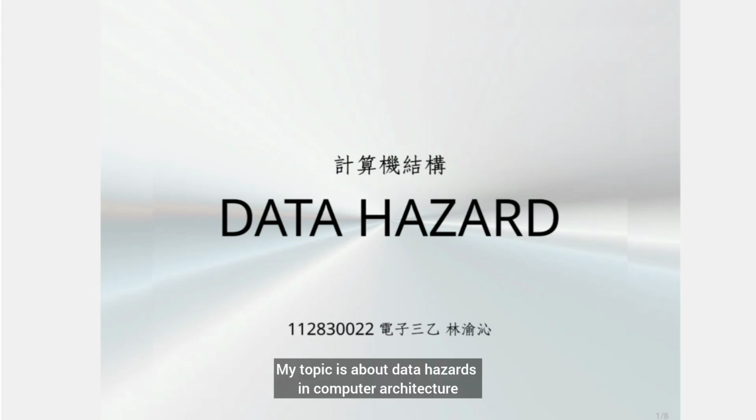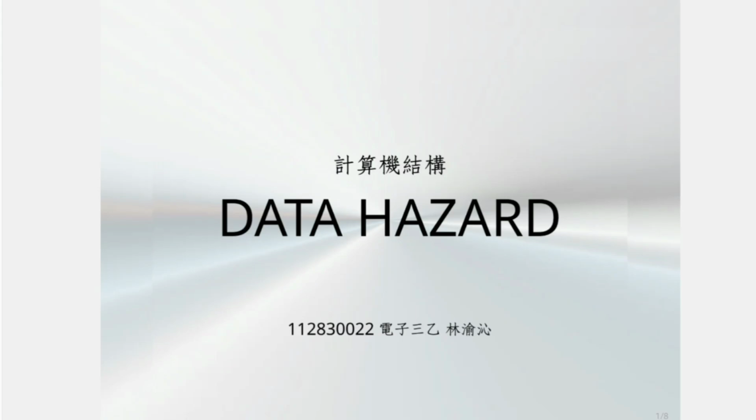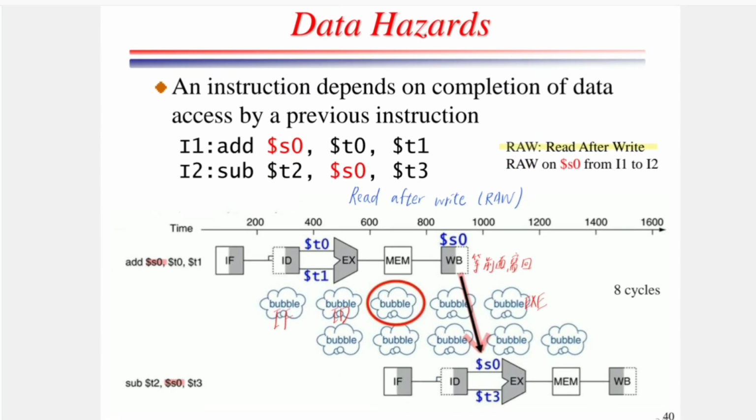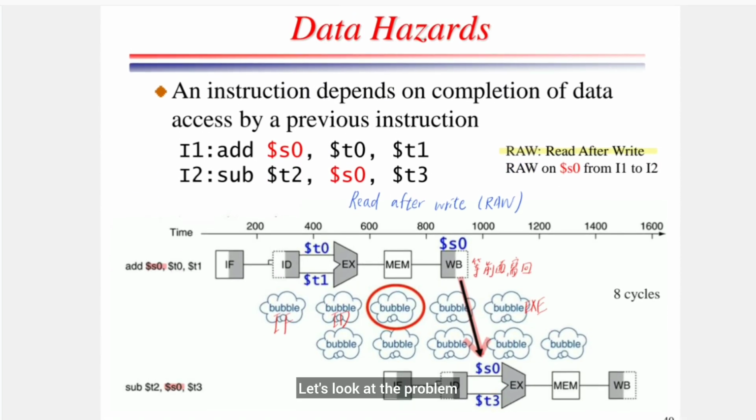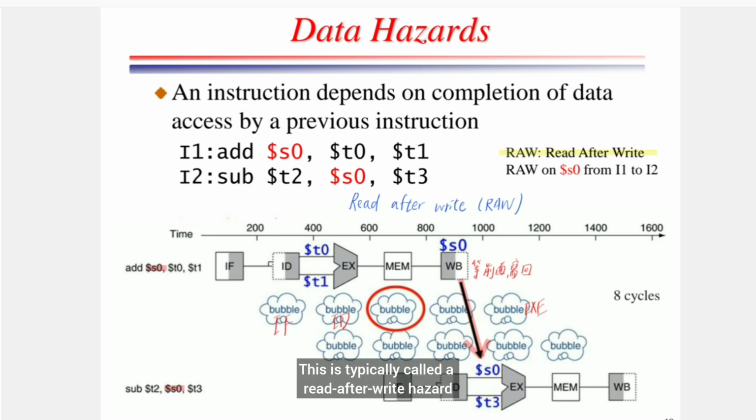My topic is about data hazards in computer architecture and how we can resolve them. First, let's look at the problem. A data hazard occurs when an instruction depends on the result of a previous instruction that hasn't completed yet. This is typically called a read after write hazard.